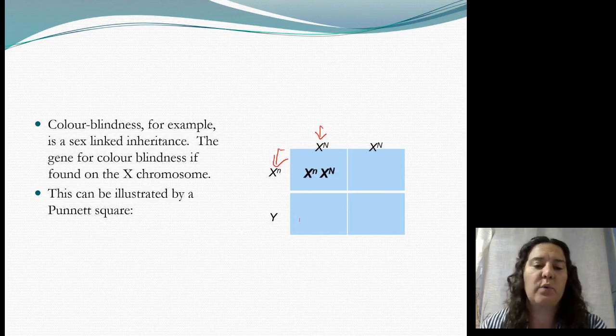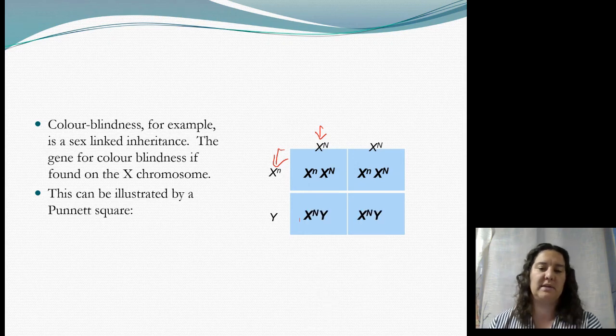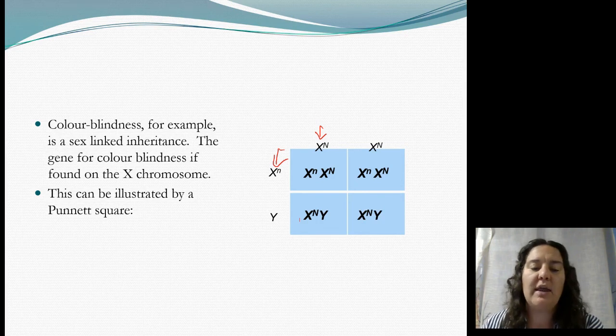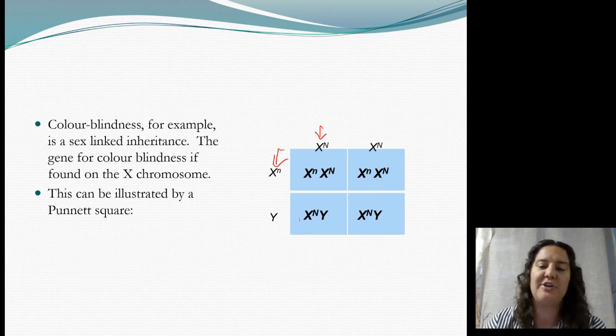As we fill in our Punnett square, we can see that we have two females who are unaffected, but they carry the recessive allele. And we have two males who are unaffected by this condition because they got a normal color vision allele from the mother. So when we show those sex-linked ones, make sure you're including your X and Y chromosome so you can see the gender of the offspring.